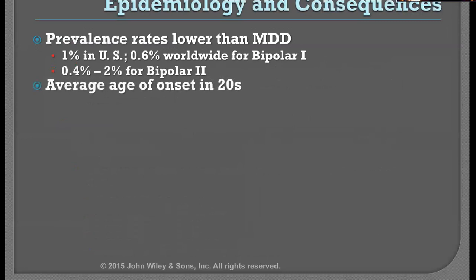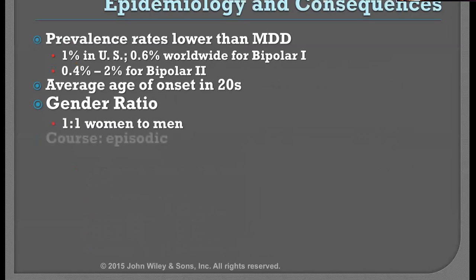Average age of onset is going to be late teens, early 20s, about 20 to 22 is about the mean. There doesn't seem to be any difference in rates of bipolar in women compared to men. The course is going to be lifetime, for the rest of your life, and episodic.